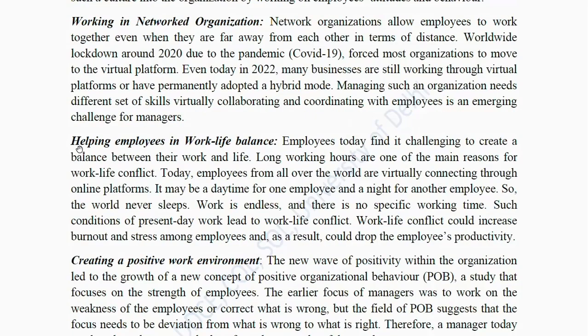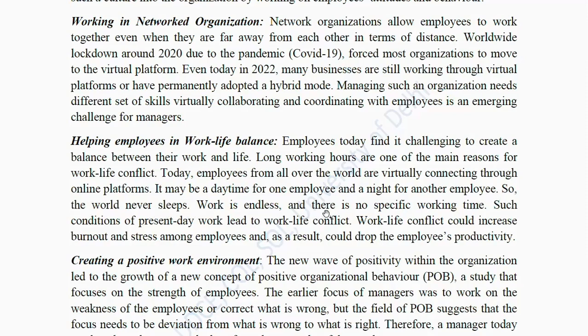Number 7, helping employees in work-life balance. Employees today find it challenging to create a balance between their work and life. Long working hours are one of the main reasons for work-life conflict. Today, employees from all over the world are virtually connecting through online platforms. It may be daytime for one employee and night for another employee. So the world never sleeps.